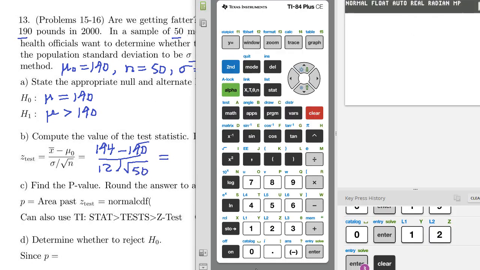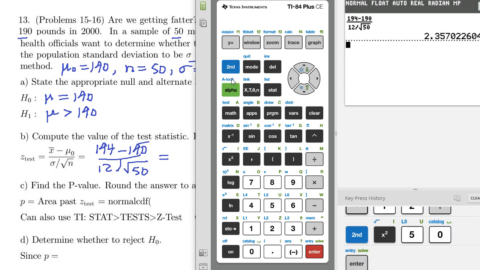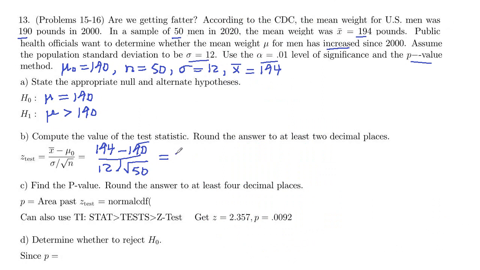So let's compute that real quick. Use the fraction template to get a horizontal fraction. 194 minus 190 in the numerator. Denominator 12 divided by square root 50 gives us 2.36. And they said round to at least two decimal places, so we rounded to 2.